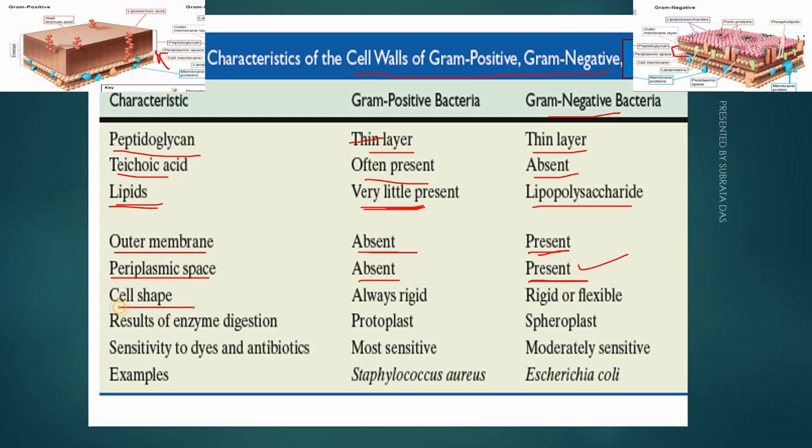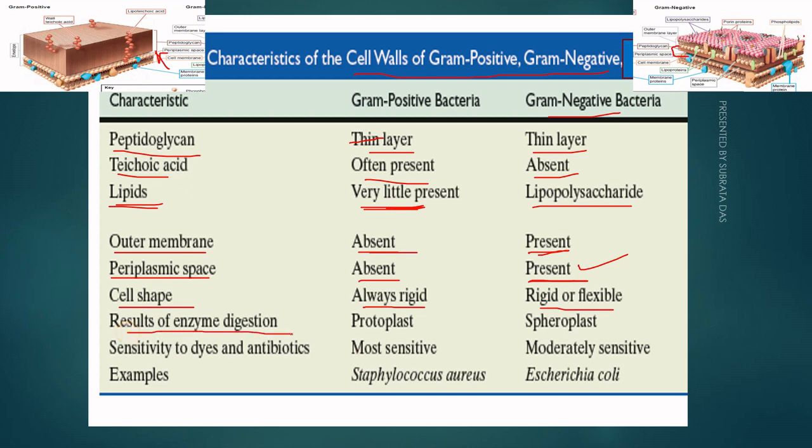Next thing is cell shape. As gram positive bacteria have a very thick peptidoglycan layer, it always gives a rigid structure. But gram negative bacteria are flexible, because their peptidoglycan layer is comparatively less.